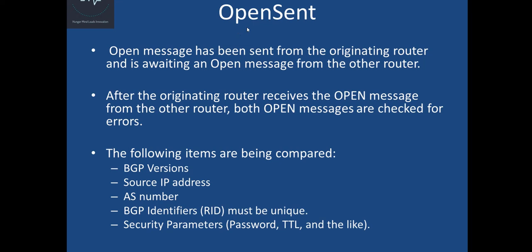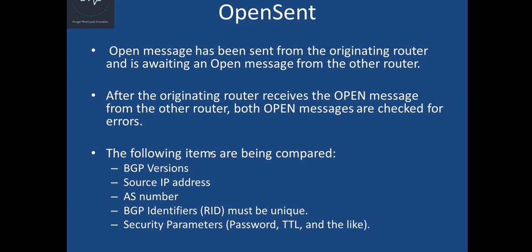This open sent message will be sent from router 1 to router 2, or either router 2 to router 1. Let it be anything, no problem. We are just considering an originating router. These are the components of this message, and this has to match like we have discussed: password, BGP identifier, AS number, source IP, BGP version. If any of these parameters is not matched, then from open sent we will be moving back to the idle state, and the process will start again from the beginning.